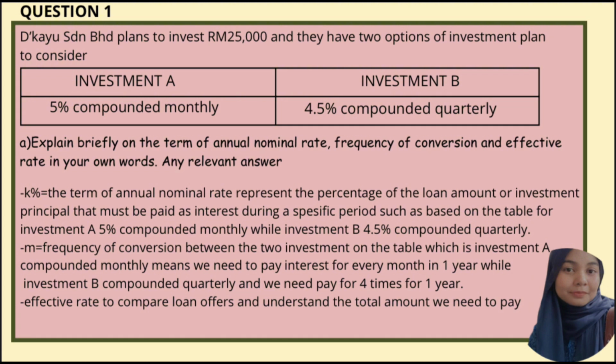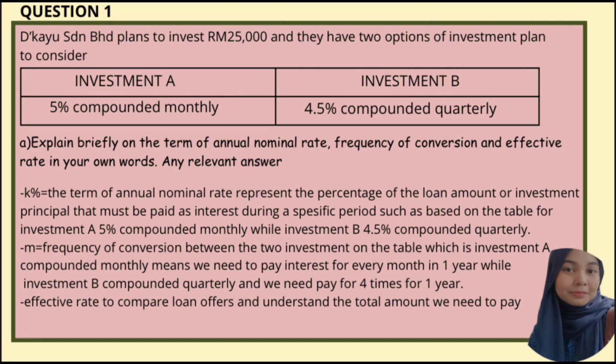So let's start with question 1. Dikayu Student Berhad plans to invest 25,000 and has two options of investment plans to consider, which is investment A and investment B. A. Explain briefly the terms annual nominal rate, frequency of conversion, and effective rate in your own words.